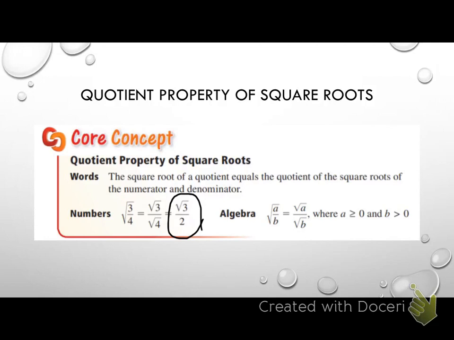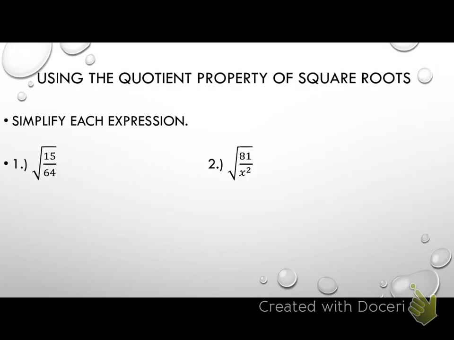And here's our algebraic way of looking at it. Square root of a over b equals the square root of a over the square root of b, where a is greater than or equal to 0 and b is greater than 0. So that's all we're doing today. Giving our numerator its own square root, giving our denominator its own square root, and then simplifying both square roots in the numerator and the denominator. So let's look at some examples.